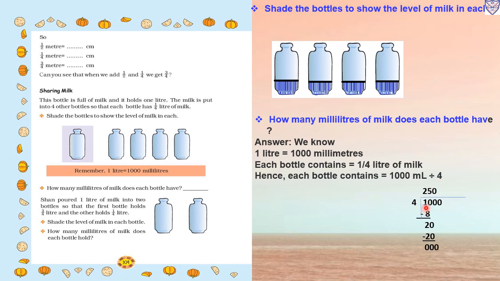So first we will take 10. So 4 twos are 8. So 10 minus 8 we will get 2, and 0 we will carry it down. So it will become 20. In 4 table when 20 will come, 4 5s are 20. So other 0 is there, so we will carry it down. So in quotient we will write 0. So how much milk content in the bottle? That is 250 milliliter of milk.